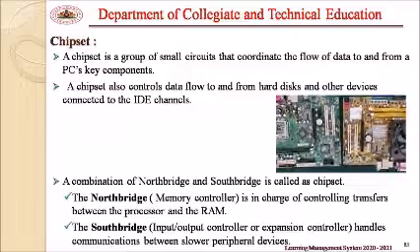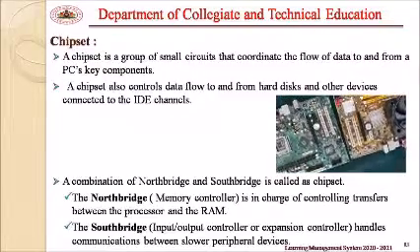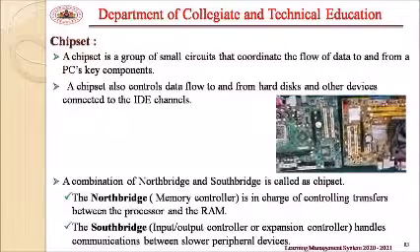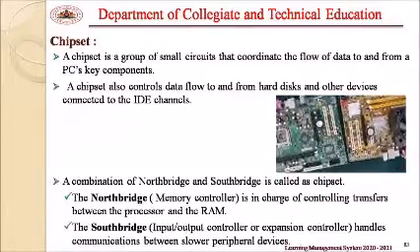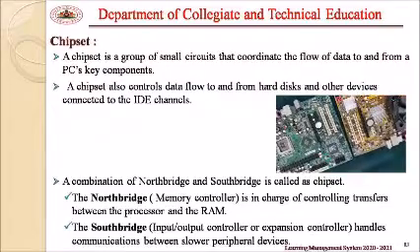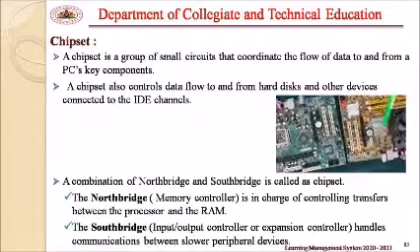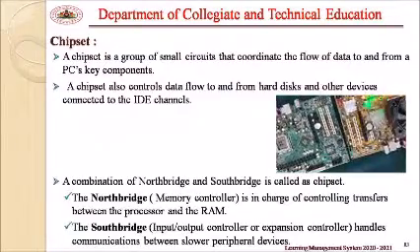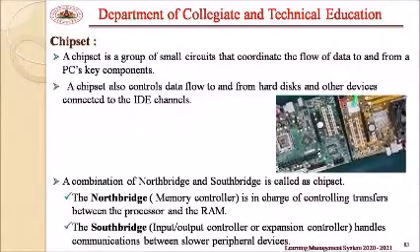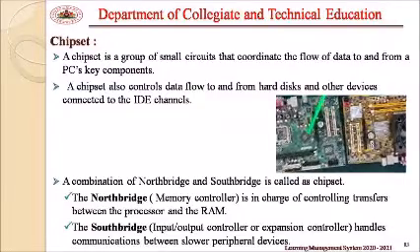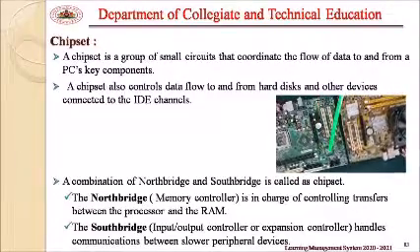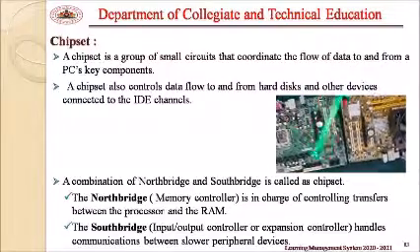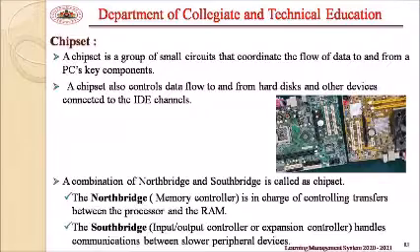Next, we'll move on to the chipset. What is a chipset? It is a combination of North bridge and South bridge. In this case, this is a North bridge. If you remove this heatsink, you can see a North bridge IC, and this is the South bridge. North bridge and South bridge together we call a chipset.